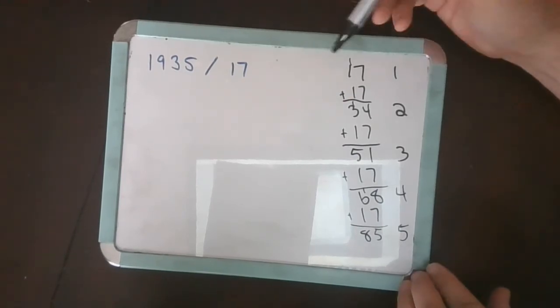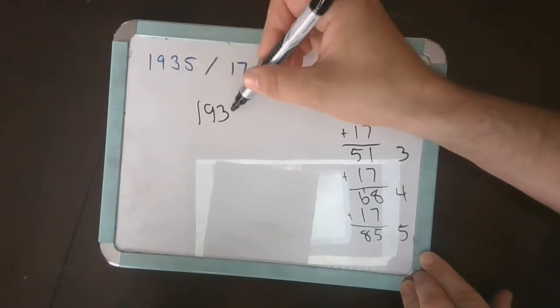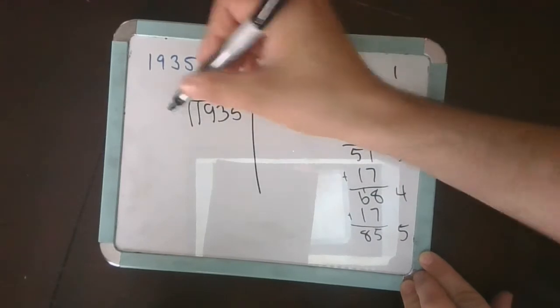Now, there's no rule that says there's a certain amount that you need to do. You just want to have a couple numbers because you don't want to have to keep redoing this over and over again. All right, so now as I take a look, I'm going to actually do my division. So I'm doing 1,935. I'm dividing it by 17.